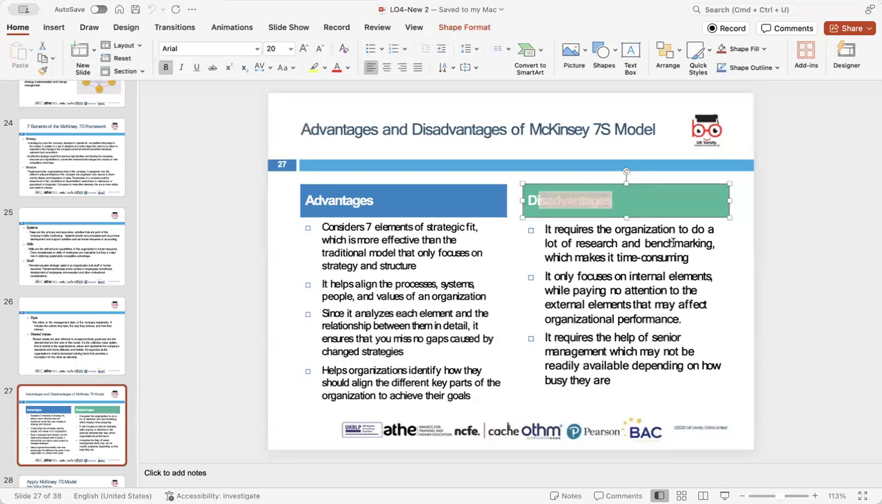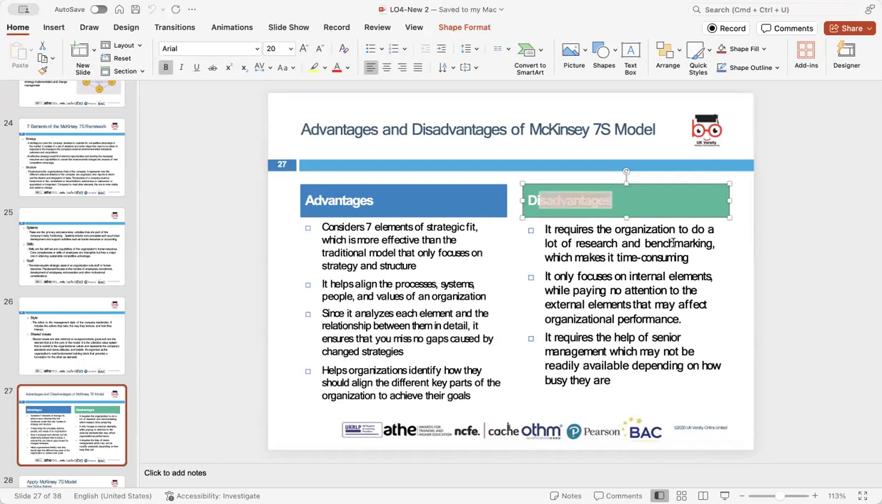This alignment is important for operational success and goal attainment, but the model also has some disadvantages as well. It demands extensive research and benchmarking, which can be time consuming. The requirement for detailed analysis and data collection can slow down the process of implementation.